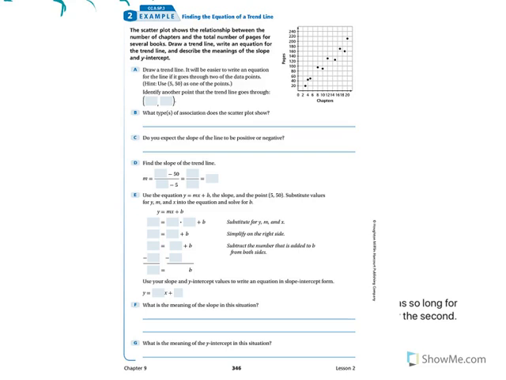So here it says a scatter plot shows the relationship between the number of chapters and the total number of pages for several books. Draw a trend line and then write an equation for the trend line and describe the meaning of the slope and the y-intercept. All right, so we know for our line, okay, I'm going to create a line here. Looks something like this, starting at the origin in this case. And remember, we're not connecting every single point. This trend line is just to help us with the grouping, okay?